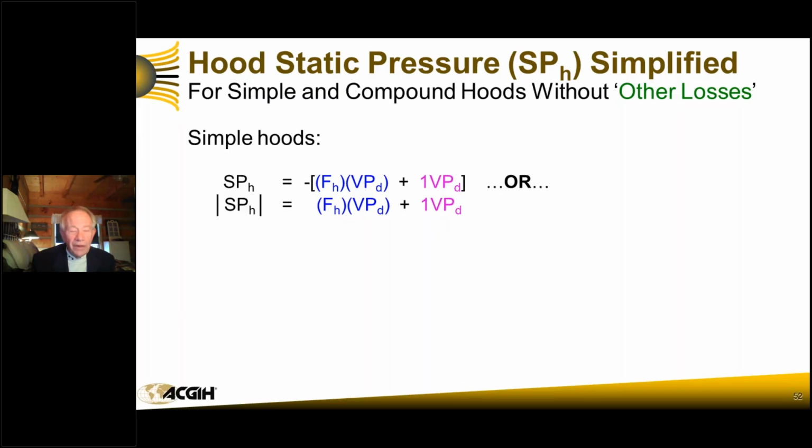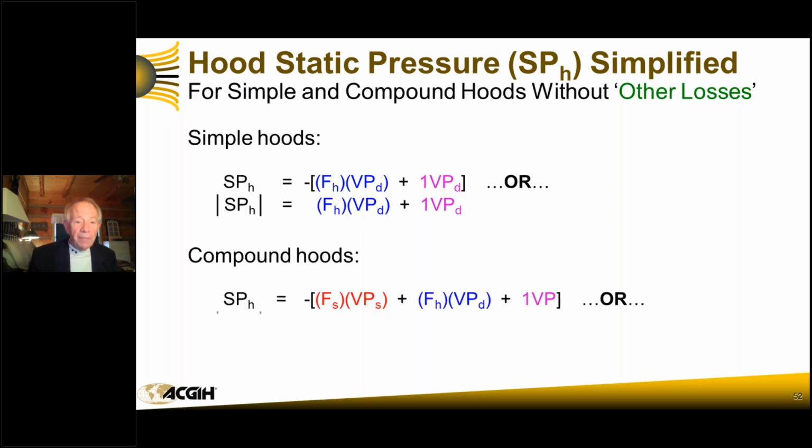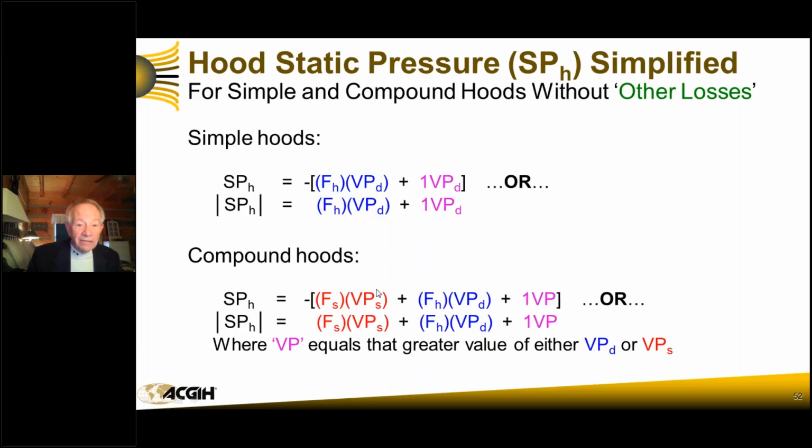This is what you'll deal with for paint spray booths or laboratory exhaust hoods. Now, for compound hoods, we're going to have that slot. So remember, we're going to have a loss for that slot. If you will promise me that you keep your velocity at the slot less than approximately 2,000 feet per minute, I told you that's what I wanted you to do.